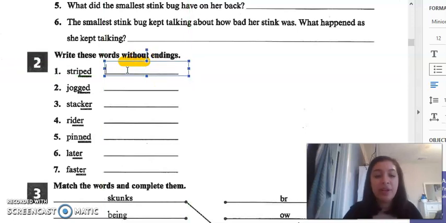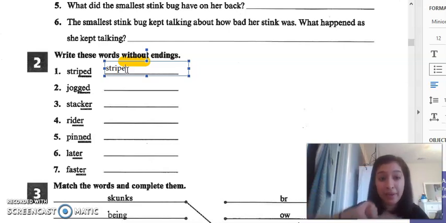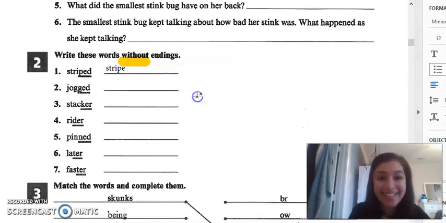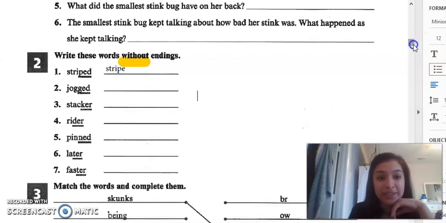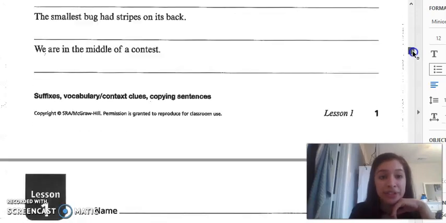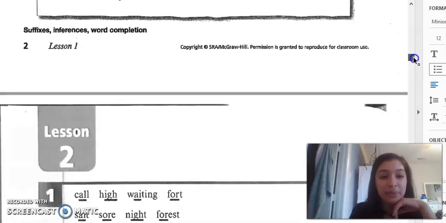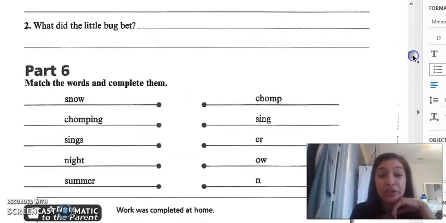Okay. So I want you to look at my screen. I'm going to type it, thumbs up, thumbs down. Is this striped without the ending? Yes, it is. So be very careful with everything else. You want to make sure that you're doing everything correct. So go down. We have another worksheet for lesson 1. Make sure you finish that. We have more for lesson 1. We have 6 parts. So make sure you're doing this and you're being very, very careful to make sure that we can be on level at the end of the year.